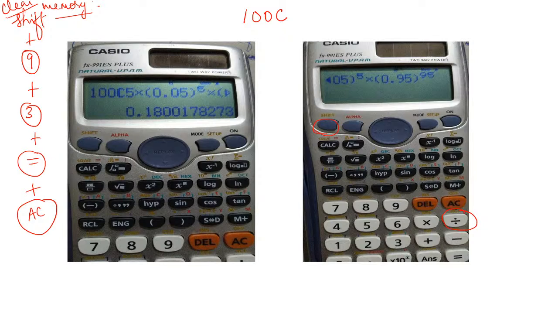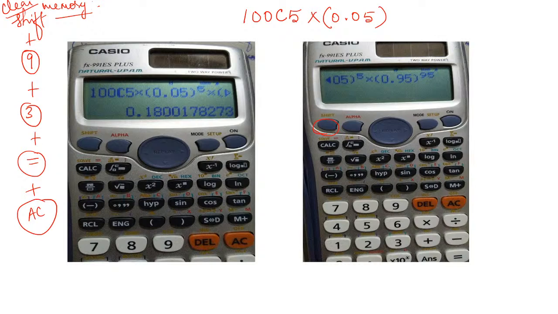Now we want 100C5, right? So 100C5, press into. Follow the steps correctly, otherwise it will go wrong if you don't use the keys properly. Then open the bracket. This is our opening bracket. Now you press 0.05, or 1 divided by 20 also. Anything is okay. I have taken 0.05.